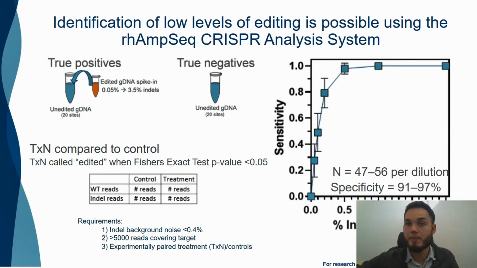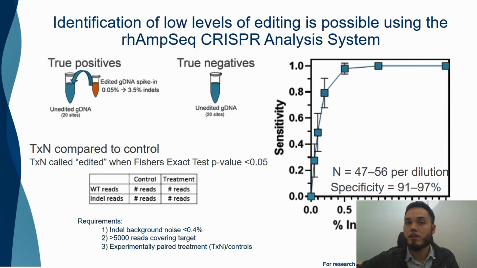To provide a binary call if a sample was edited or not, we performed a Fisher's exact test on the paired samples, comparing the read count of wild type and indel-containing reads for the assigned treatment versus control. This allowed us to generate a p-value, which we then used as a threshold to qualify anything with less than 0.05 as a truly edited site.